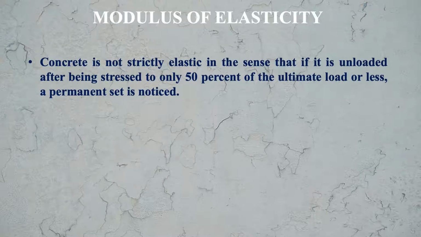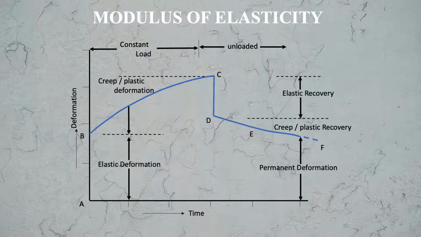Concrete is not strictly elastic in the sense that if it is unloaded after being stressed to only 50% of ultimate load or less, a permanent set is noticed. As you see from this graph, here time and deformation graph is given for the concrete. The initial portion from A to B, then B to C, this is under the constant load. Then under unloaded condition, there is a fall from C to D, and then graph goes to D to E and finally F.